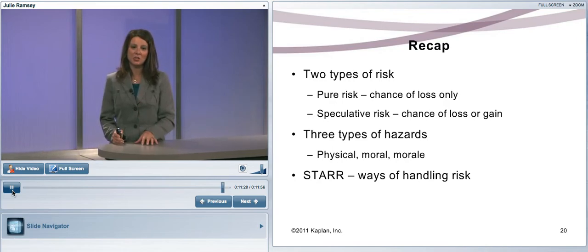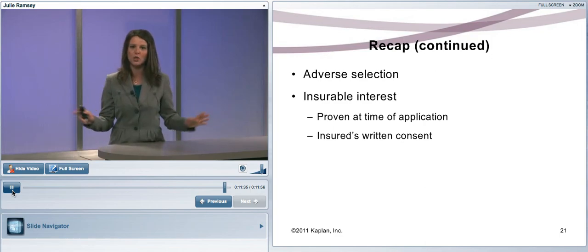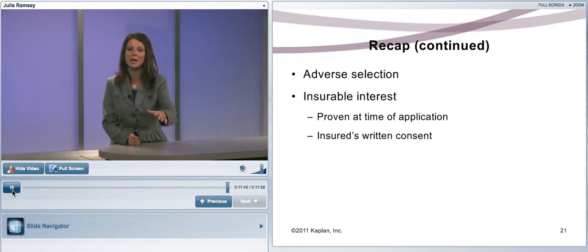Two more I do want to include is adverse selection. Remember, an adverse selection means bad. The insurance company does not want a bad selection, they want a good mix. Lastly, insurable interest. Why do you want to buy insurance? When do you have to prove this? Only at time of application. No other time, just at time of app. And lastly, you must have the insured's written consent.